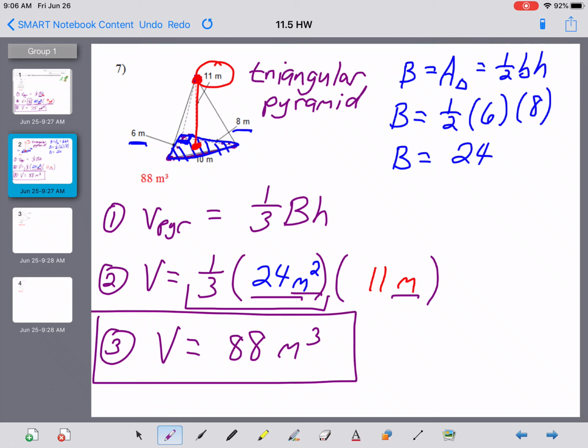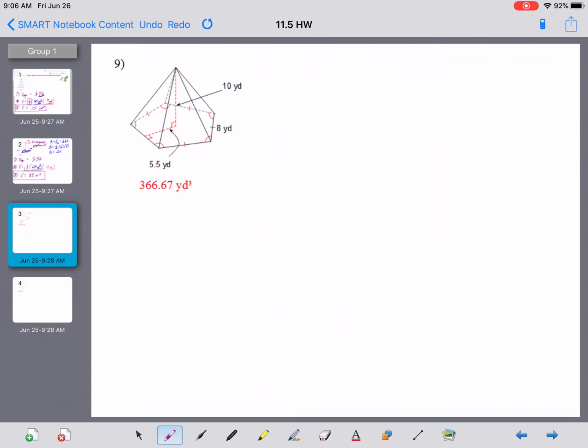So there's number 7, 88 cubic meters for the volume of that one. Okay, 9 through 12 are a little bit harder here, guys. Once again, we're dealing with a pyramid. We see the peak up on the top, but let's look at the bottom of this figure.